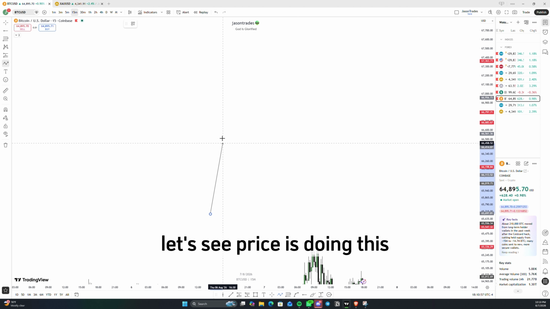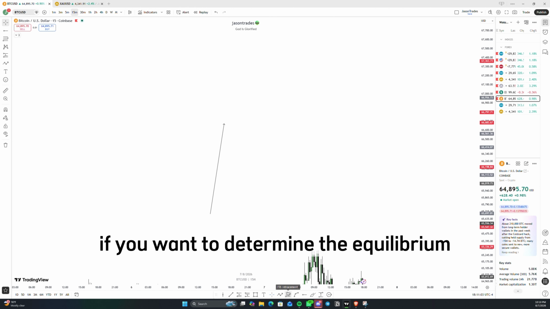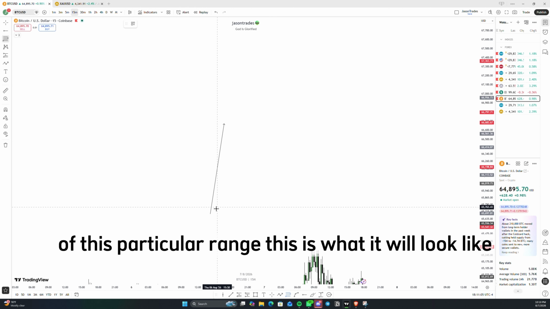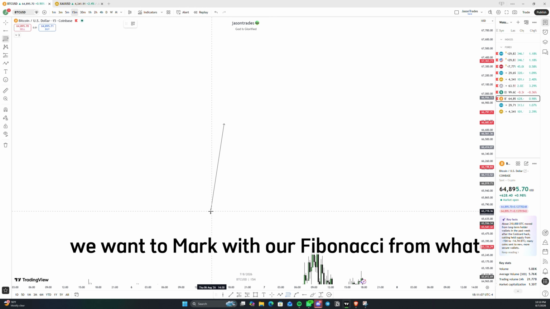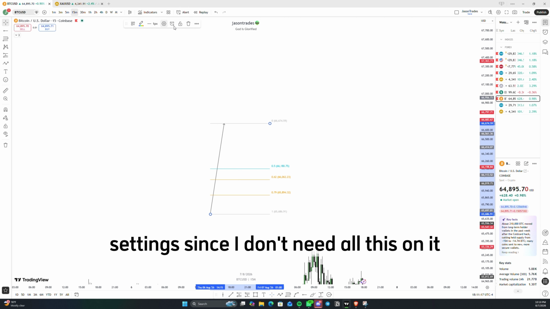Let's say price is doing this. This is a simulated range. If you want to determine the equilibrium of this particular range, this is what it will look like. We want to mark with our Fibonacci from the low of the range all the way to the high. Now let me get the right Fibonacci settings since I don't need all this on it.